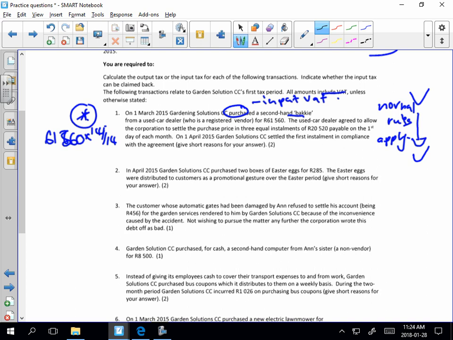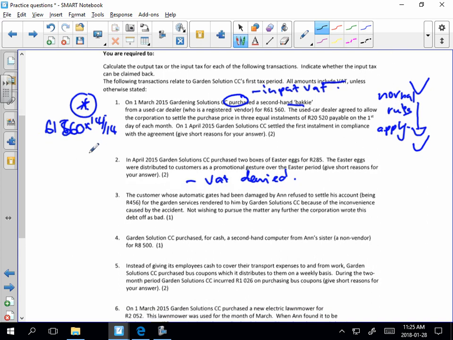Are you comfortable with that? Is the company in the business of entertainment or not? Not in the business of entertainment. Can we claim VAT? VAT is denied. Do you understand the logic? So therefore, in this case, VAT is denied.